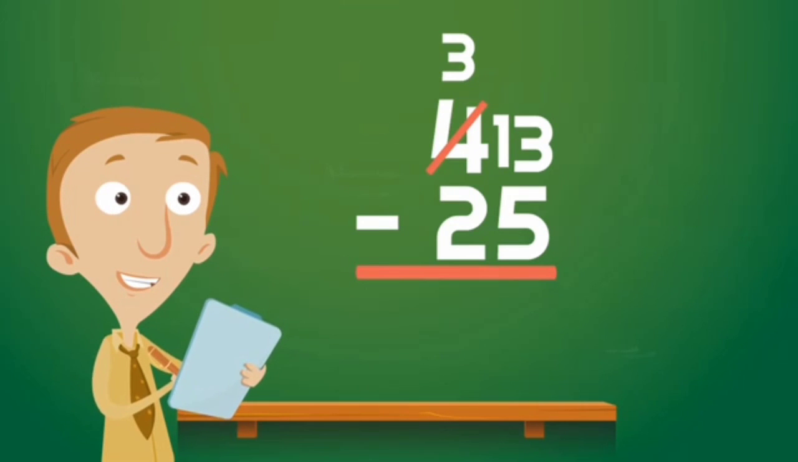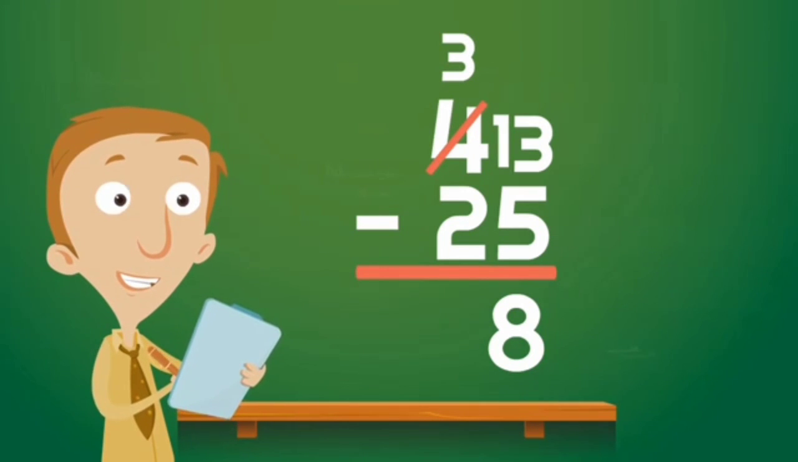Yep, it is 8. So we will write 8 under the ones column. Now it's time to subtract the tens. What is 3 minus 2? You got it. 3 minus 2 equals 1.